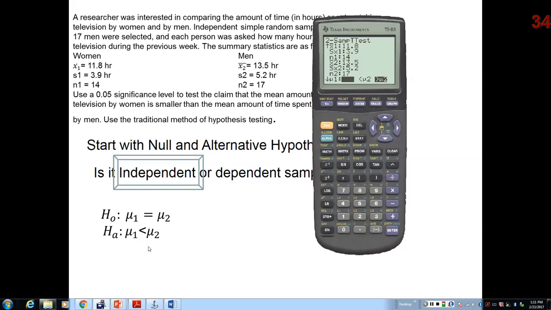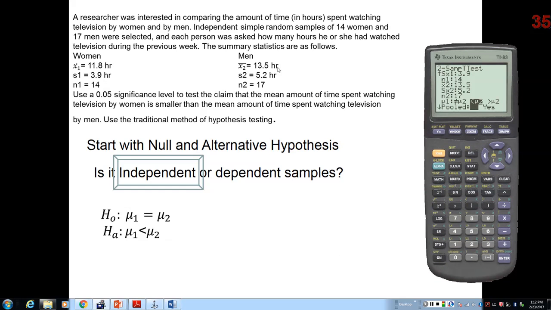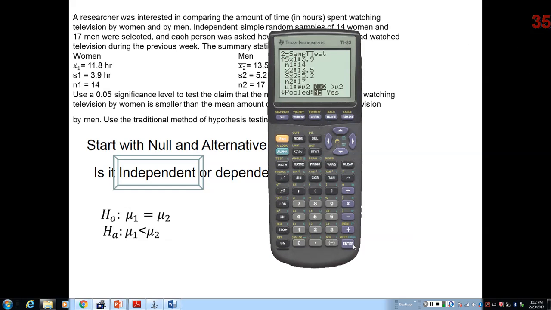We look at this to see what we have for the alternative. It's going to be less than, so we go over here and highlight less than. And then we're going to have pooled or not pooled. Again, did we have same standard deviations or different? They're different, so they're not pooled. And then you're going to hit the calculate button, and you're going to get your p-value.